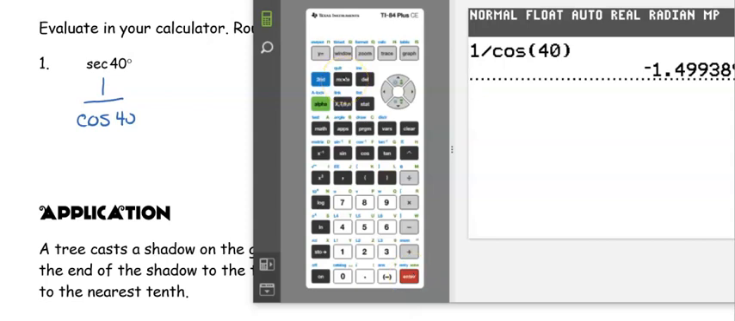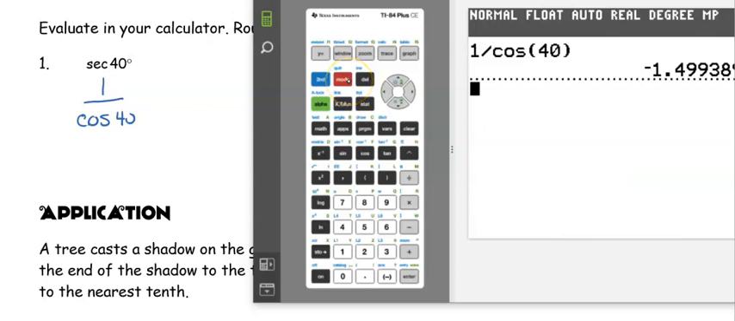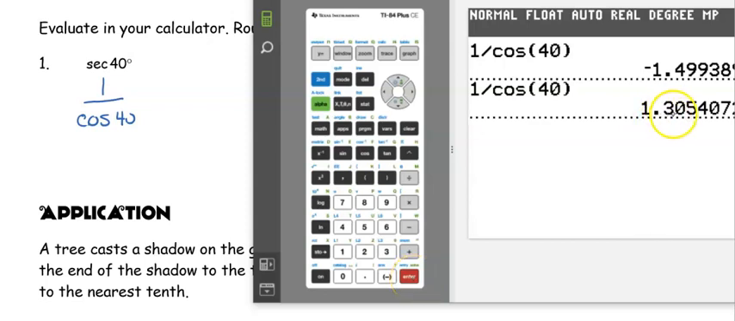I'm going to double check something real fast. I'm going to hit mode. There's my issue. When we're working on this right now, we're always going to be working in degrees. So you hit that mode button, which is right next to second, and we arrow down. Right now my calculator is in radian mode. I don't want it to be in radian mode. I arrow over, I hit enter, and I make sure that it is in degree mode. If it's not in degree mode, all of my answers are going to be wrong. So I do 1 over cosine of 40 again, and I get 1.305 as my answer.